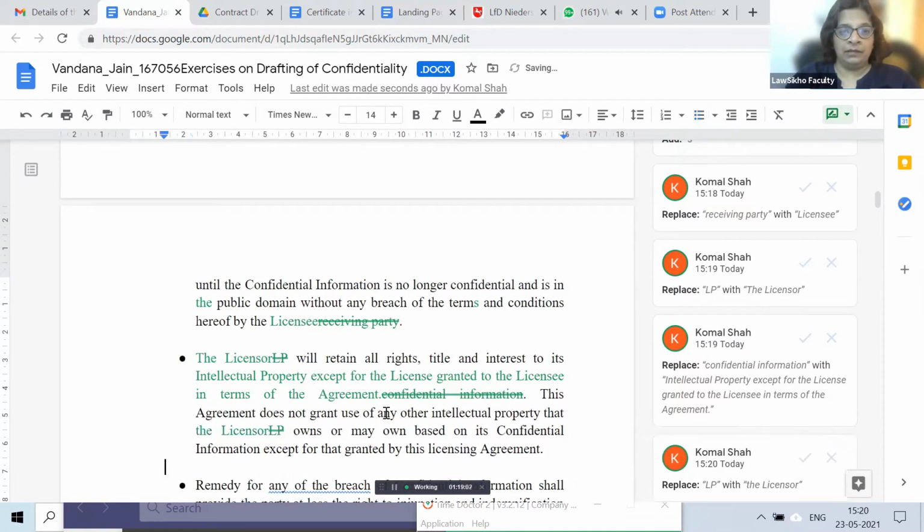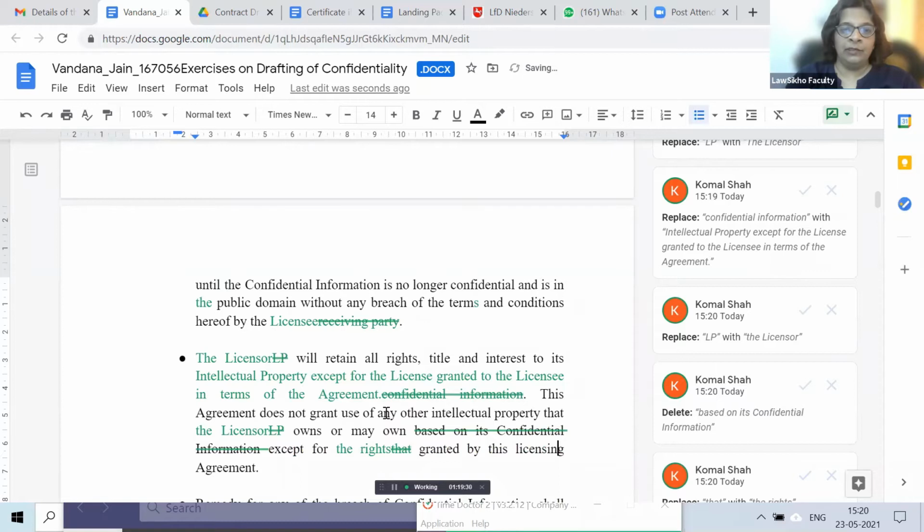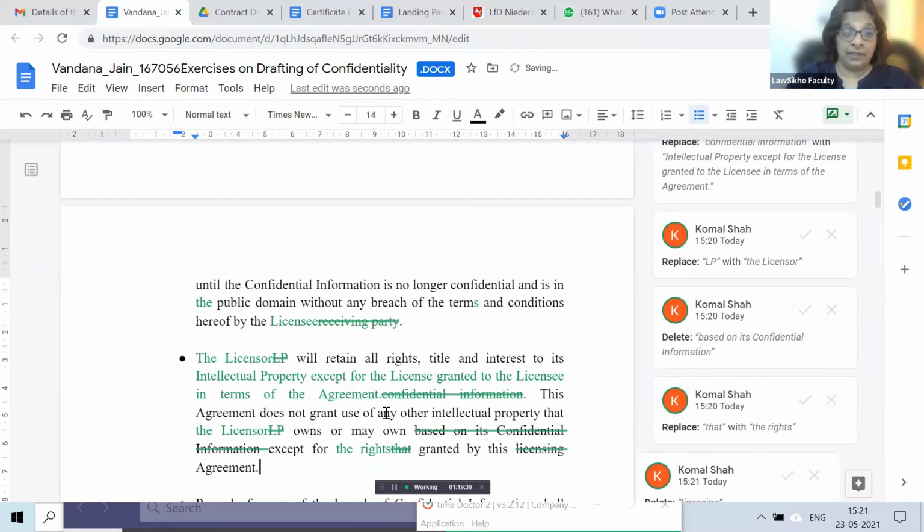Based on its confidential information, except for that granted by this agreement. You will put "Agreement" in capital because that also will be defined. So you will not write "licensing the", because you will define that this agreement is this licensing agreement.